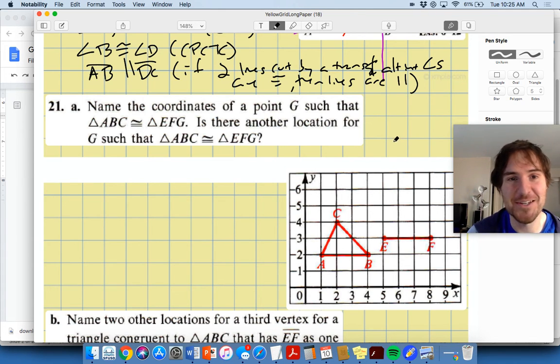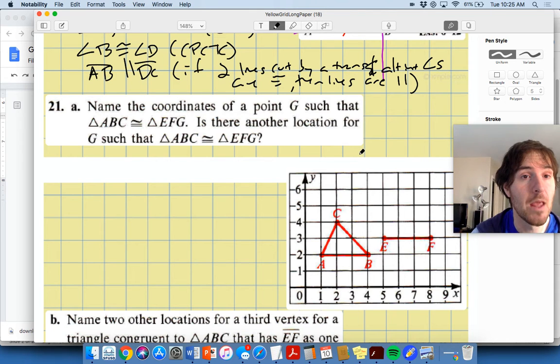It had to do with the next problem in the textbook, problem number 21, which you have now. Name the coordinates of a point G such that triangle ABC is congruent to triangle EFG. What we notice here is that EF is a length of 3. Now we need to locate a point G that's going to make this side and this side congruent to the two other remaining sides of the triangle up here.